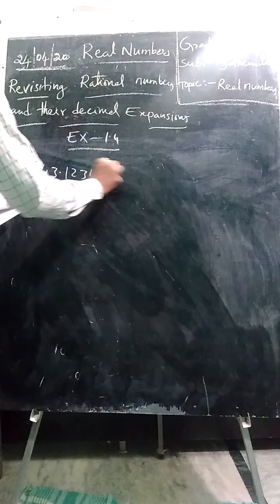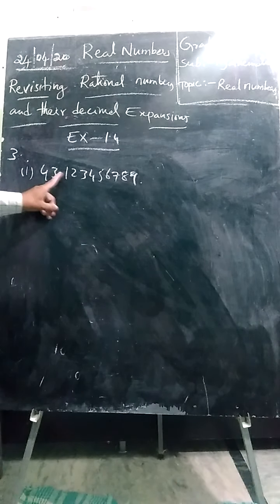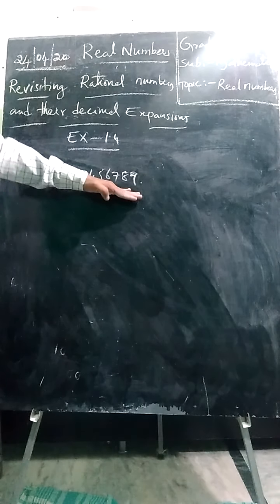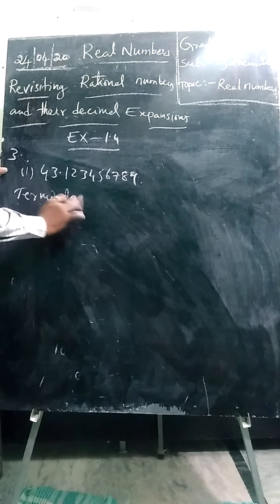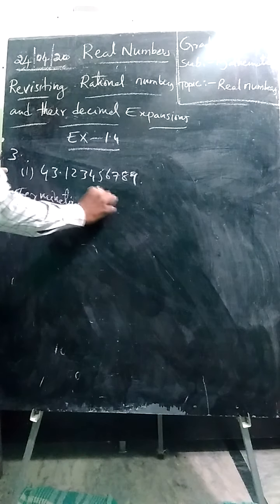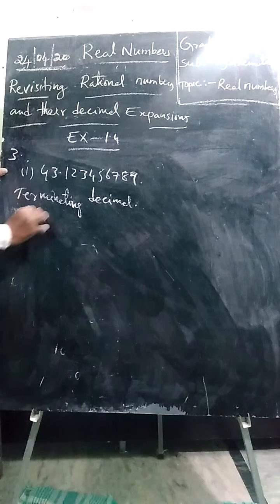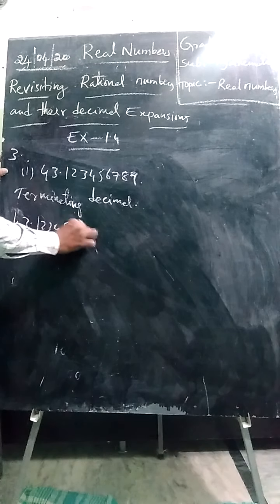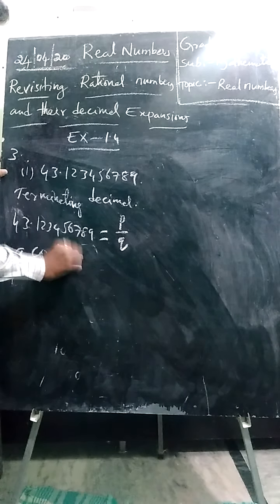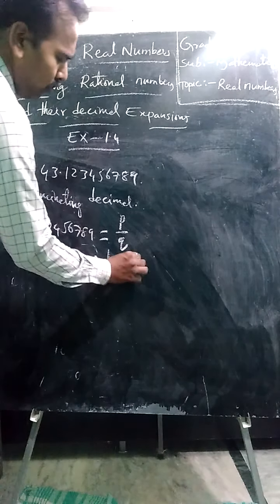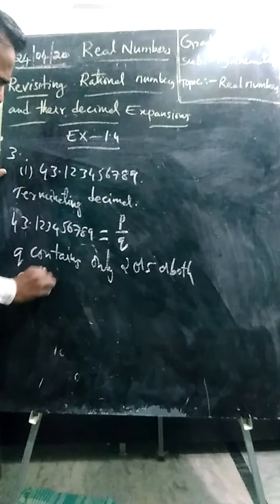2, 3, 4, 5, 6, 7, 8, 9. If you observe, there is an end to the decimal. It is ending. Of course, 9 digits are there, but that doesn't matter. It is ending, so it is a terminating decimal, so it is a rational number. And if it is a terminating decimal, students, we can write 43.123456789 in the form of p by q. So q contains only 2 or 5 or both as factors.